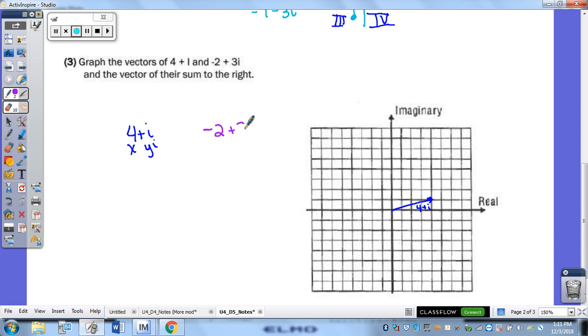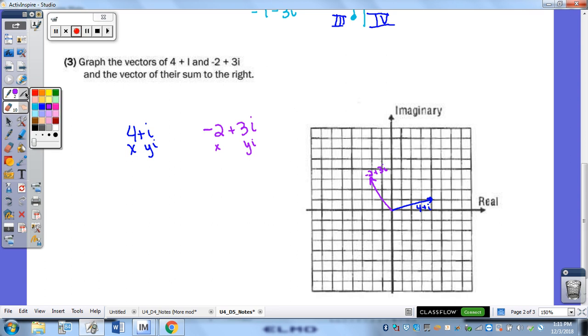Second one. There's my x, there's my yi. So I'm going to go to the left 2, up 3. There's negative 2 plus 3i.